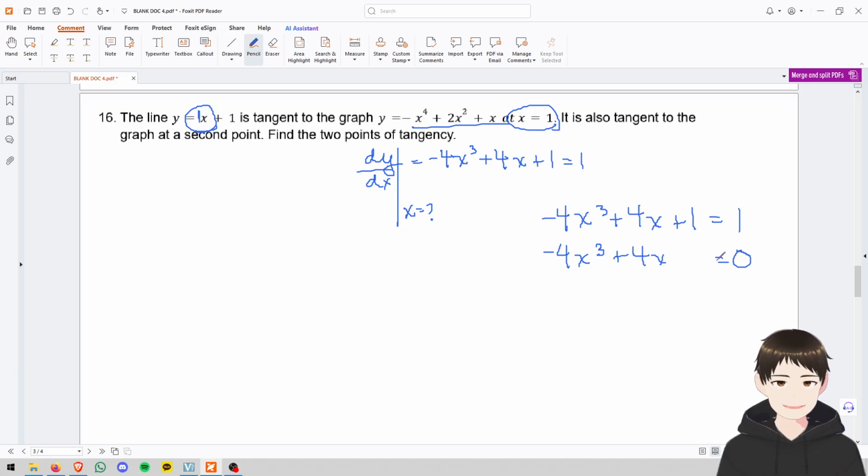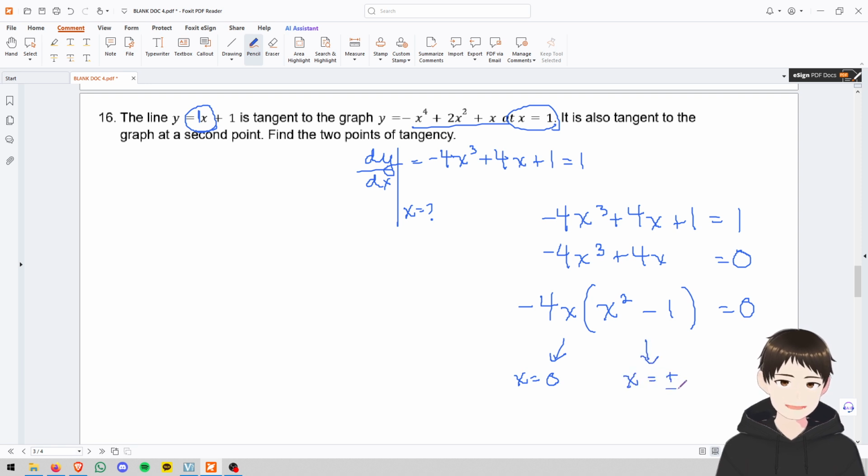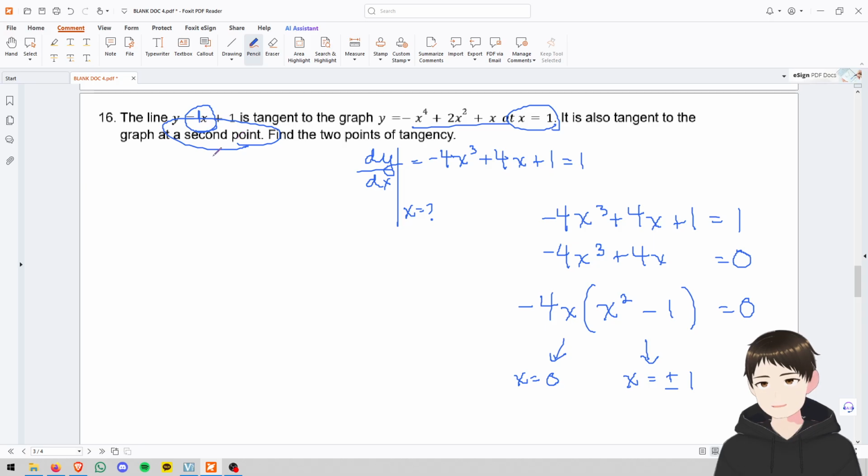Oh, that's nice. I'm going to factor negative 4x. That leaves me x squared minus 1. That's even nicer. So you know this is difference of squares. If I want this to be true, x could equal 0, and here x could equal a positive or a negative 1. Ooh, problem. I see 3 possible x values, but the graph said it's only 2 points. So one of these is a bit of an imposter. Interesting.